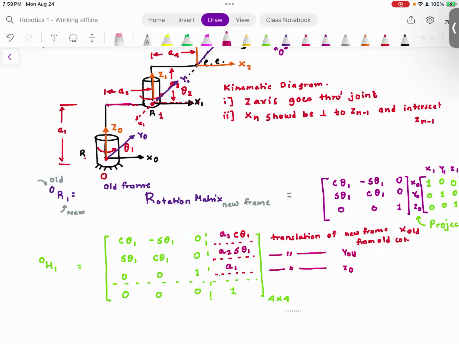And if you have already copied this down, the next natural step is to find first the rotation transformation from 1 to 2. Can you see that we went from 0 to 1? Now we have to go from 1 to 2 because our end effector is at frame 2. You agree with me? So we have to go to the end effector. So 1 to 2.